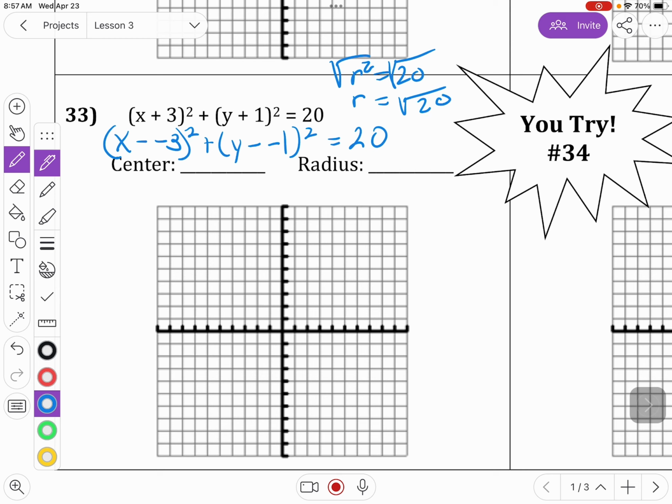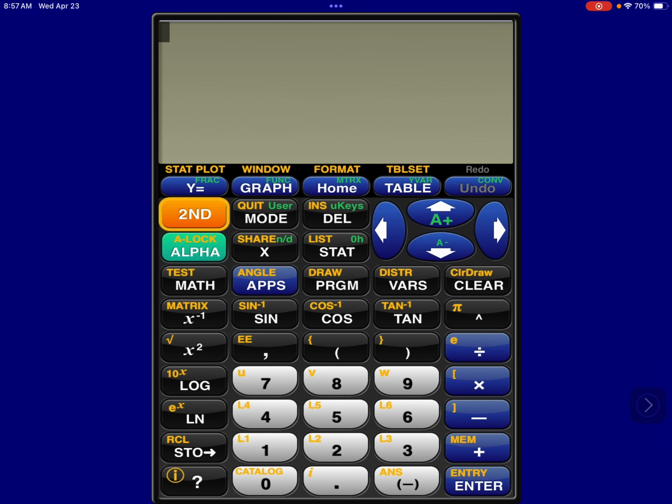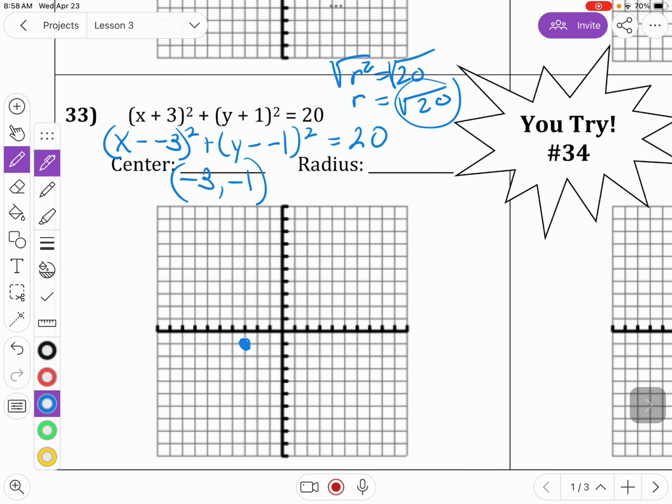All right, so let's plot this HK value. The center would be at negative 3 and negative 1. That's the center. So negative 3 and negative 1 is right here. Okay, and then we're going to have to estimate the square root of 20 in order to sketch the circle. So let's get a value for the square root of 20. Let's put that in the calculator. It comes out to about 4.5. So let's do 4.5 in all those directions.